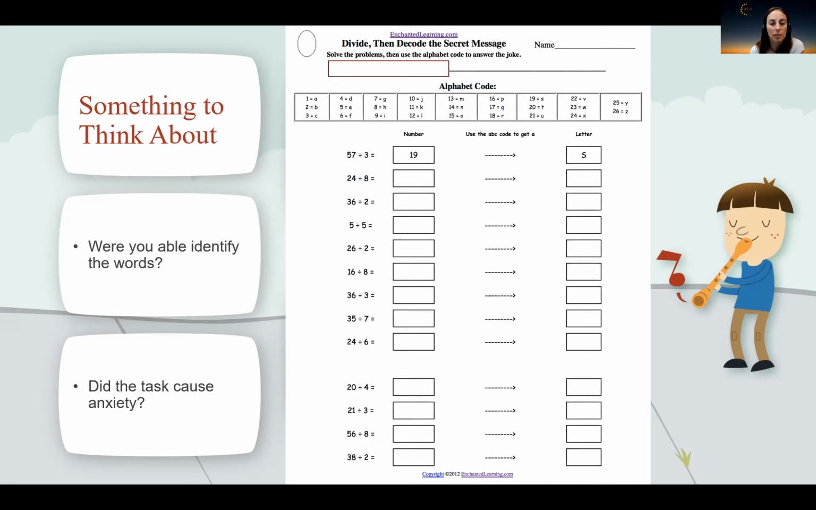And the matching. Did anybody experience anxiety when they either first saw this or going through it? I said you only had a few minutes.